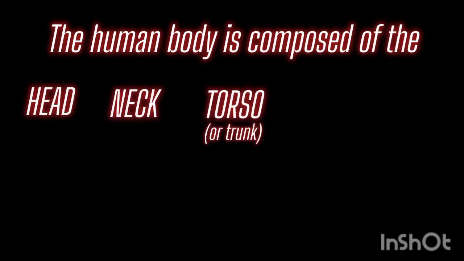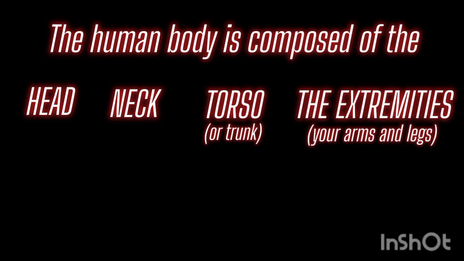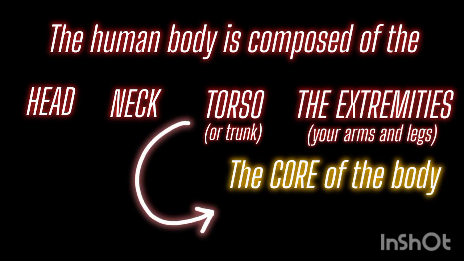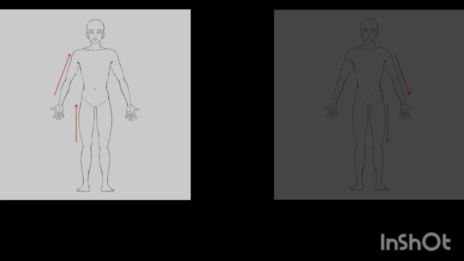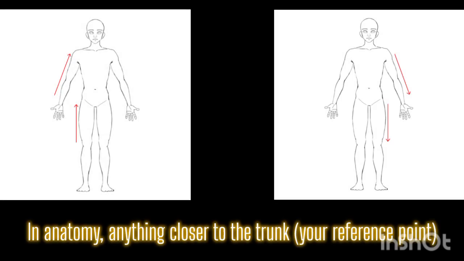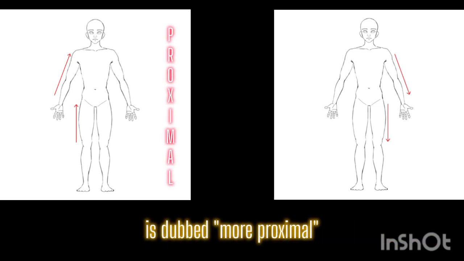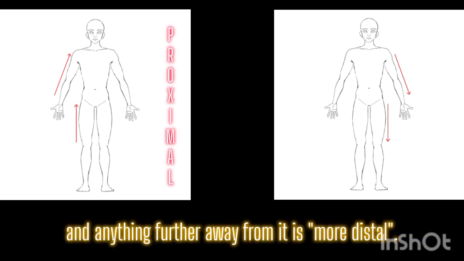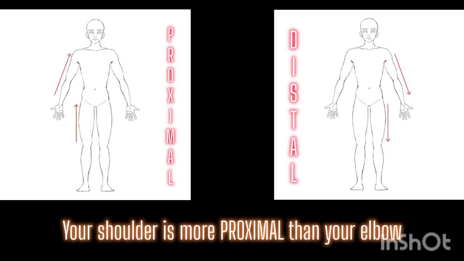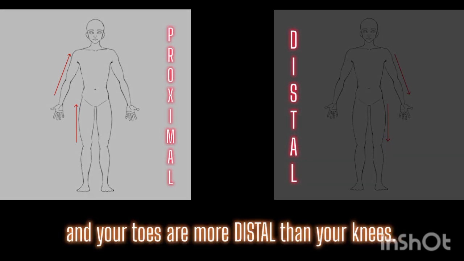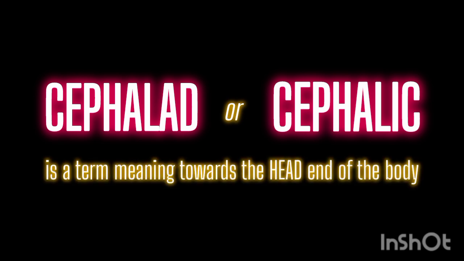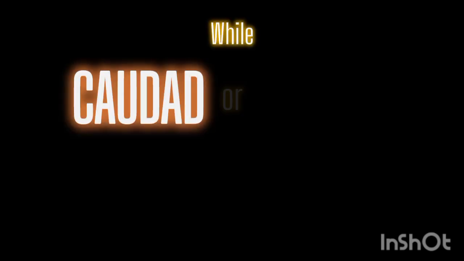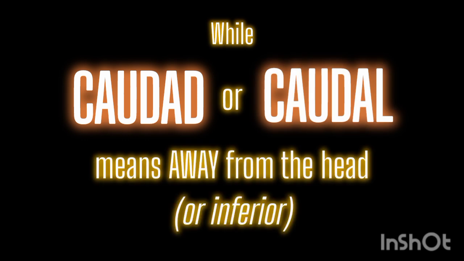The human body is composed of the head, neck, torso, or trunk, and the extremities, your arms and legs. The trunk is considered the core of the body, as everything else is attached to it. It also contains the majority of the body's organs. In anatomy, anything closer to the trunk, your reference point, is dubbed more proximal, and anything further away from it is more distal. Your shoulder is more proximal than your elbow, and your toes are more distal than your knees. Cephalad, or cephalic, is a term meaning toward the head end of the body, which is superior, while caudad, or caudal, means away from the head or inferior.